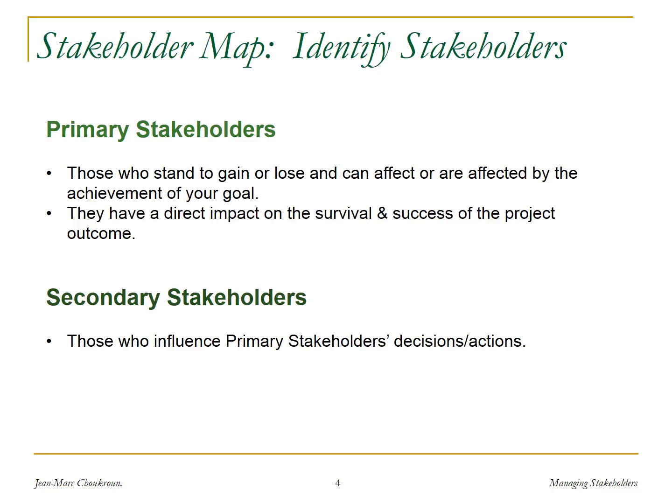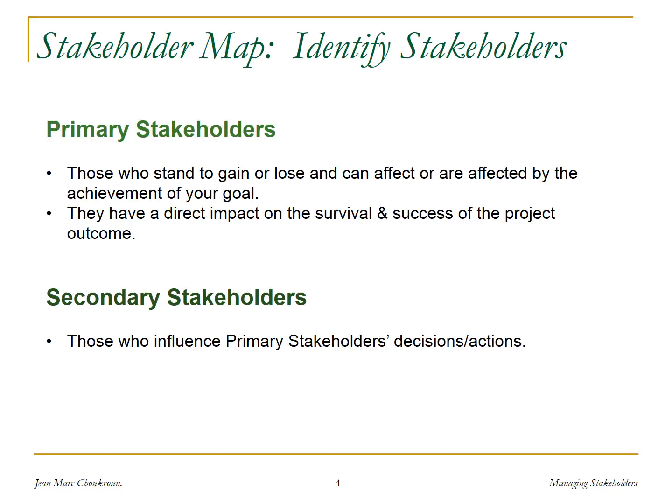So, once you've done that whole long list of stakeholders, you split them into what I call the primary stakeholders, who are those who stand to gain or lose or affect or are affected by the achievement of the project, of your goal. These are the immediate stakeholders, if you will, the ones directly gaining, losing, affecting, etc. as a result of the project. They have a direct impact on the survival and success of the project outcome.